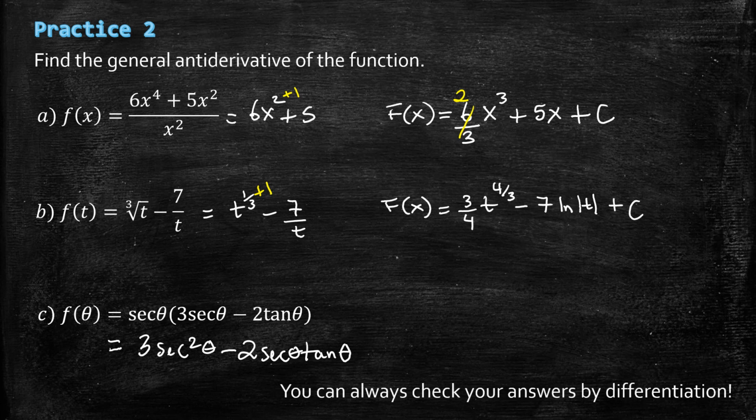Oh, by the way, you can always check your answers by differentiation. I'm not going to do that right now, but you can check these as you're going along. For this one, it's really the best way to do it. The antiderivative of secant squared we know is tan, and the antiderivative of secant tan is just secant. And that's a pretty straightforward one in terms of checking by differentiation. This one isn't hard to do at all. The others could be a little cumbersome, but it's always worth it if you have time.